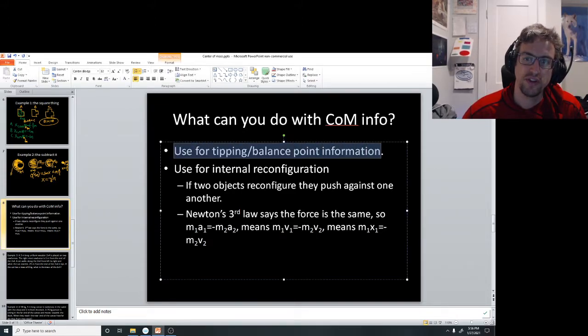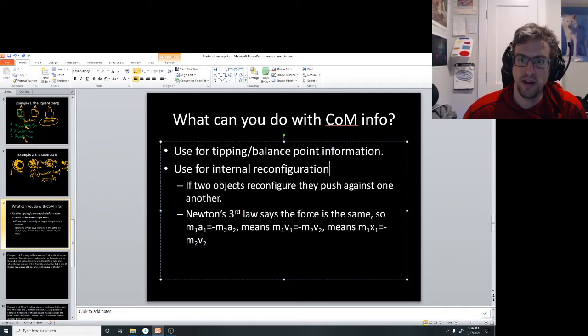So first is to use it for the tipping slash balance point information. Like, if you know where it tips, you know where it balances, you can use that situation. You can use it to find that situation, or once you have that information, you can use it to find something else. You can also use it for internal reconfiguration.